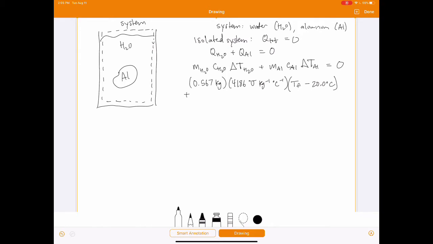Now, the second term in the equation is the mass of the aluminum, which is 155 grams or 0.155 kilograms. The specific heat is 900 joules per kilogram per degree Celsius. Then we have delta T for the aluminum, the temperature change for the aluminum. That's final temperature minus initial temperature. The thing is, it has the same T final, and I'm going to write this on the side because it's really important: same final temperature T final when equilibrium is reached.